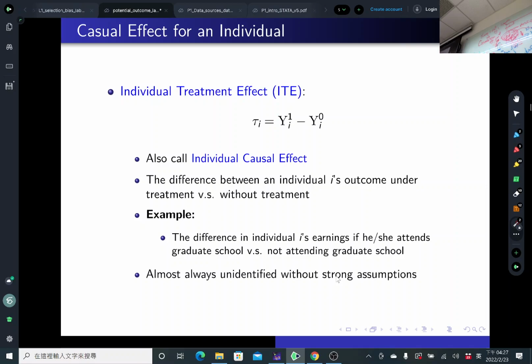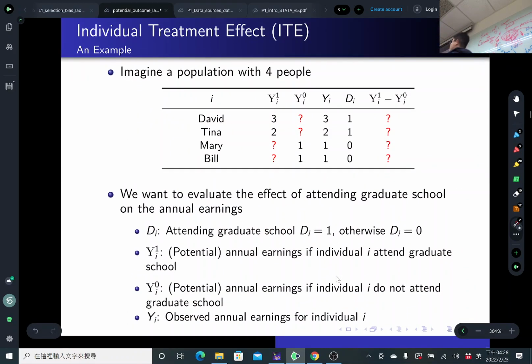Okay. You can imagine even this very simple question is hard to answer using the observed data. Here I give you an example to demonstrate. That's why we need to spend the whole semester to understand how to get a causal effect.